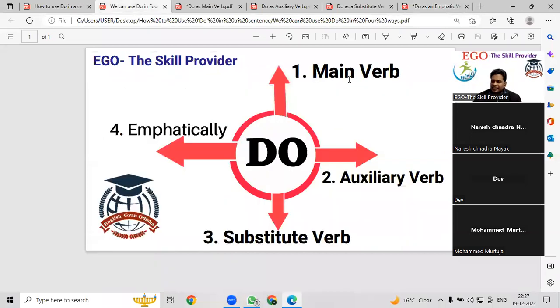You knew something about the main verb, and you knew something about the auxiliary too, but today you learn something called the substitute verb. Do as a substitute verb and do as something called an emphatic verb. Substitute and emphatic are basically used in spoken English, while the main verb is used in both written and spoken English. But emphatic do and the substitute verb are not normally used in written communication. They are always used in spoken English because it's all about casual conversation.